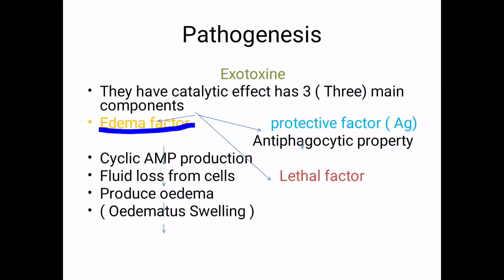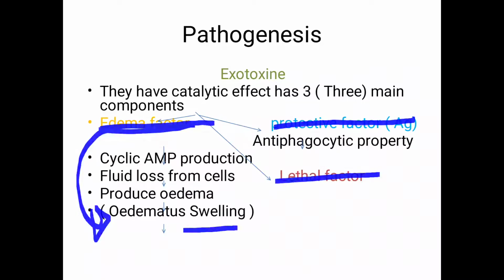They are edema factor, protective factor, lethal factor. Edema factor will ultimately lead to the production of edematous or swelling lesions. This is by undergoing cyclic AMP production, which will lead to fluid loss from the cell, producing edema. Then protective factor will help in the antiphagocytic property, thereby it will prevent the destruction of the bacilli. Then the lethal factor is responsible for the death.